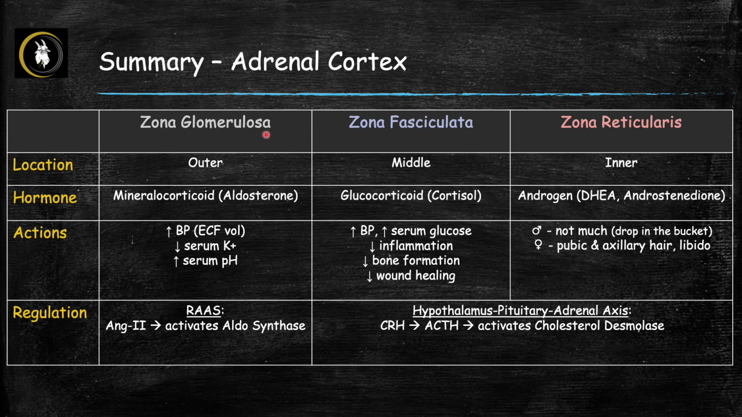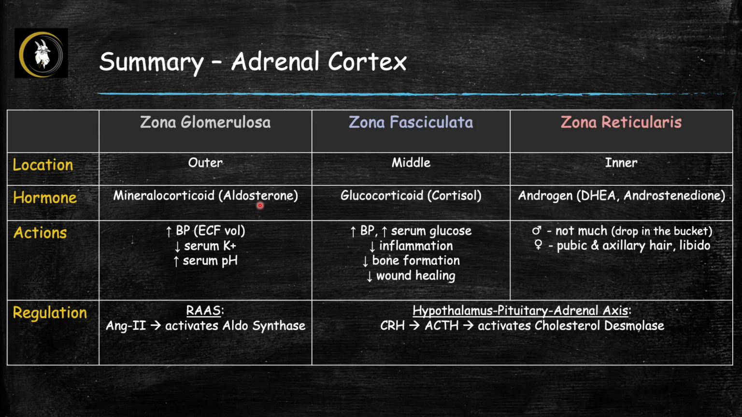All right, so now let's wrap up the video with a quick summary about what we learned about the adrenal cortex and the 3 different zones. So the zona glomerulosa is on the outside. It secretes mineralocorticoid hormones, primarily aldosterone. The 3 effects of aldosterone are increasing blood pressure, decreasing serum potassium, and increasing the serum pH. And the zona glomerulosa and aldosterone production is mainly regulated by the RAS pathway and angiotensin 2.